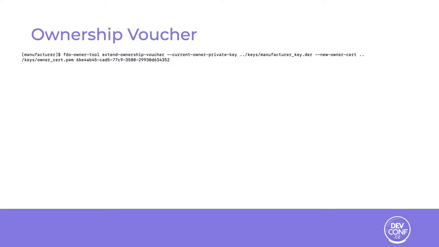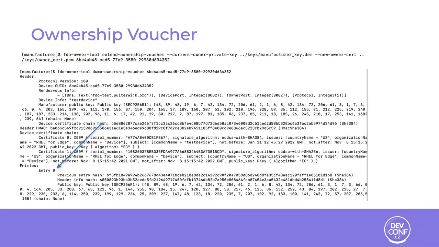So in this case, the manufacturer is reselling it to the owner. And after they perform the ownership voucher extension, then we can dump the ownership voucher again. And now it will be the exact same, but the difference will be that there is now an entry because the device has been sold. And this is actually a fully signed entry. After that, the owner recorded this into his management system, and the next step is waiting for the device to come online.